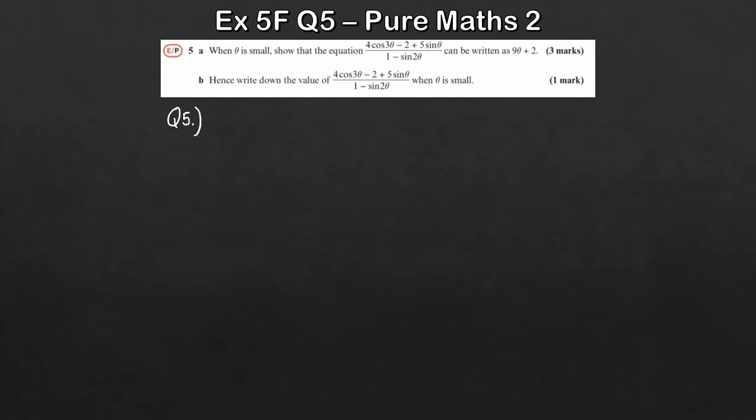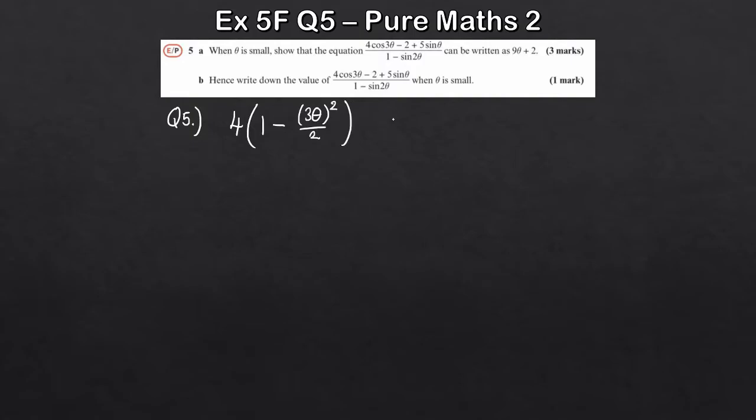When theta is small, can we show that the equation (4 cos 3 theta minus 2 plus 5 sine theta) divided by (1 minus sine 2 theta) can be written as 9 theta plus 2? So all we need to do is use our approximations again. So cos 3 theta, so it's 4 lots of 1 minus, so it's 3 theta, all squared, remember. We divide that by 2.